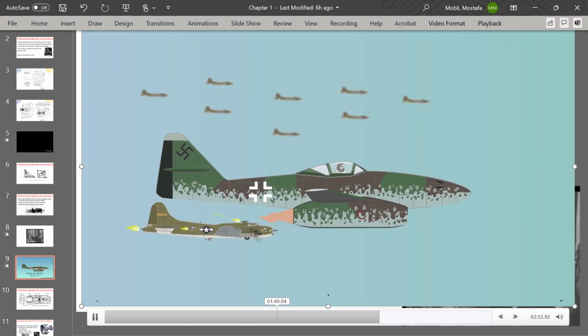For Germany, the ME-262 came into the war too late. Allied bombing made production difficult, and only 1,433 total ME-262s would be built. After the war, Czechoslovakia also produced and flew their own ME-262s.